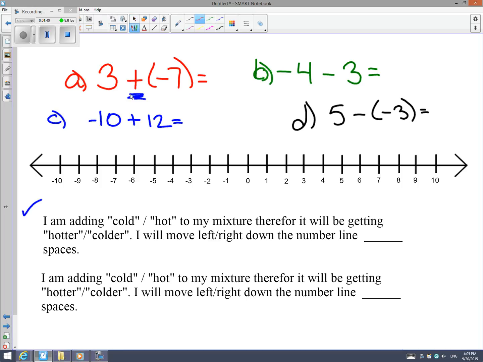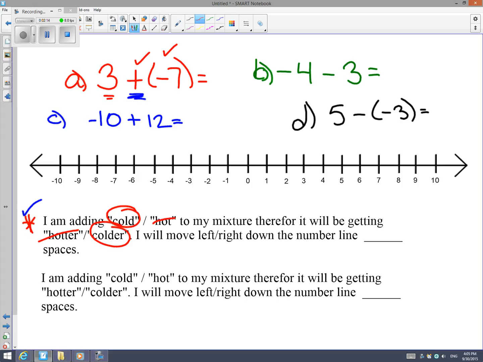If we're doing this first one, that's 3 plus -7, I don't even want you looking at this 3 yet. I want you to say to yourself, I am adding cold. So if we're looking at this sentence right here, you are adding cold to your mixture, and then you say to yourself, okay, if I'm adding cold, it must be getting colder.